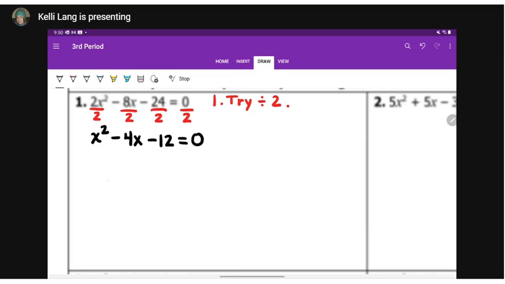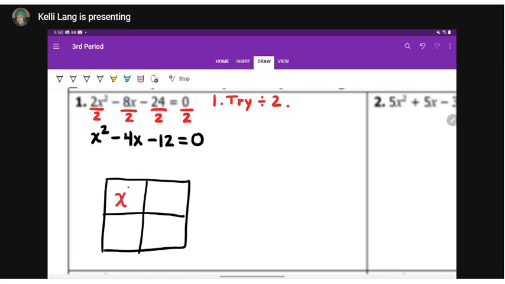So we can draw our grid, fill the top left in with x squared, fill the bottom right in with negative 12, and then we start to come up with our factors. So I'm going to fill in the top with an x and the left with an x because we need x times x to give us x squared. And then we can come up with a list of numbers that multiply together to give us 12. One of those numbers will have to be a positive and the other one will have to be negative because they have to multiply together to give me a negative 12. So our list includes 1 times 12, 2 times 6, 3 times 4.